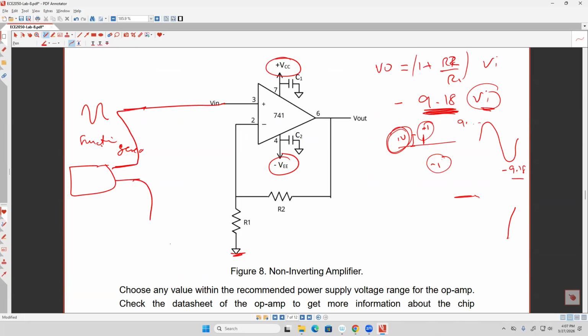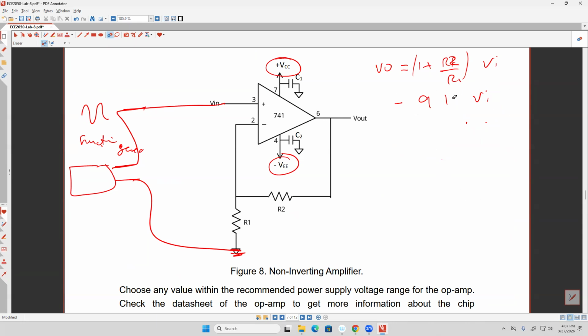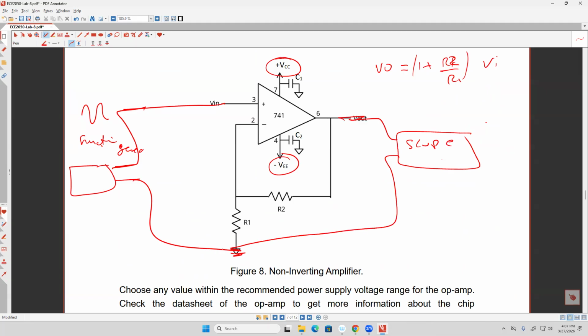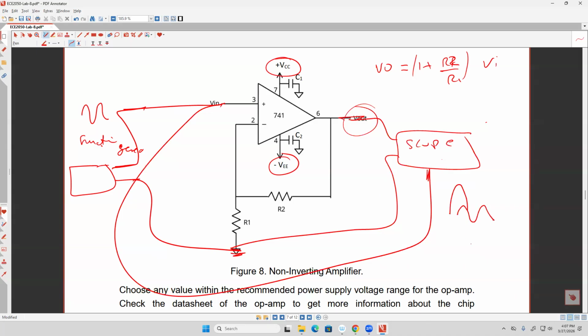One channel comes here, and the other has to go to ground at the output, because I want to visualize the input and the output. For the scope, I'm going to connect one channel here, and for sure the other has to go to ground to visualize the output. Not only that, I need to use another channel from the same scope and connect it to the input as well, because I want to see on the scope the input and the output. You see what I'm saying? So I want to display two signals on the scope.